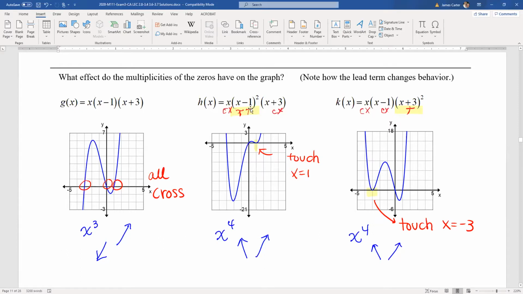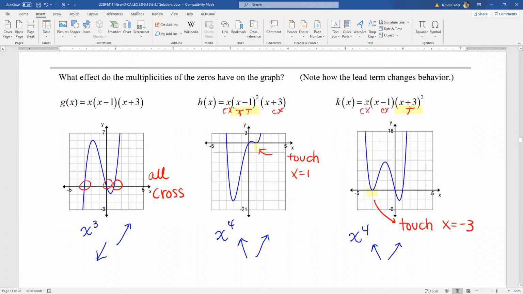Okay, on this one, here we've got a crossing zero at 0. Here we've got a touch and go at positive 1 right here. From this zero, it goes up a little bit, back down, touches, and then goes. And here at negative 3, we have a crossing zero also. You can see our ending patterns.